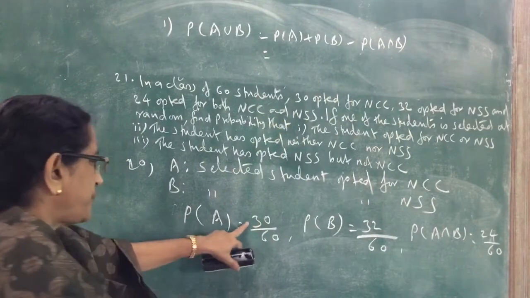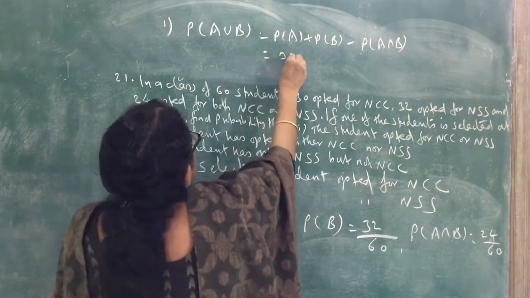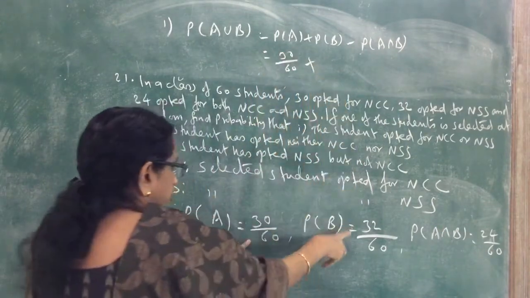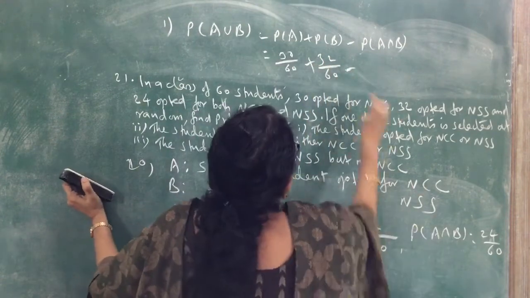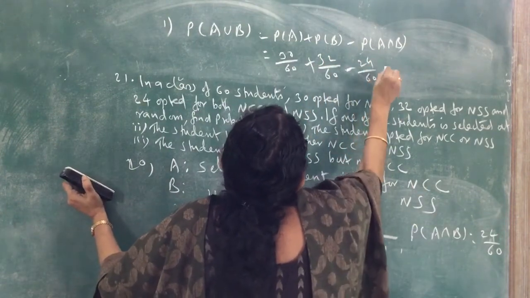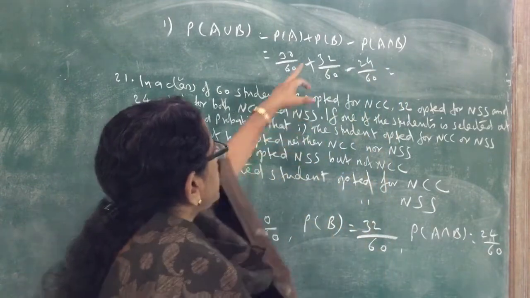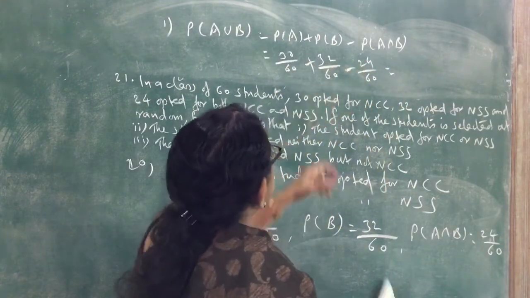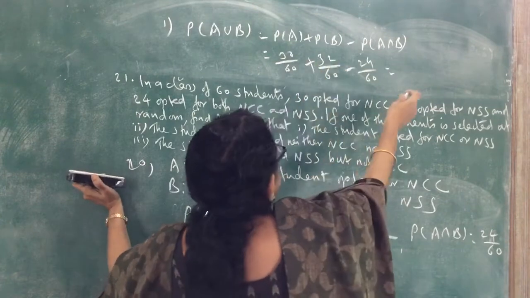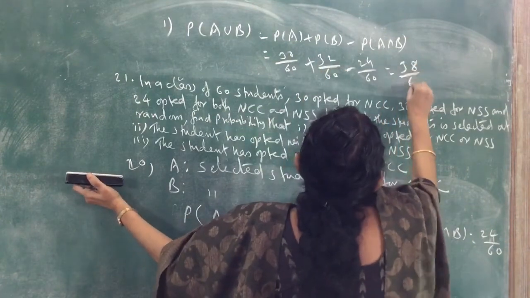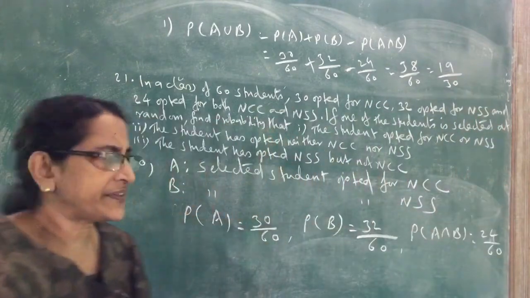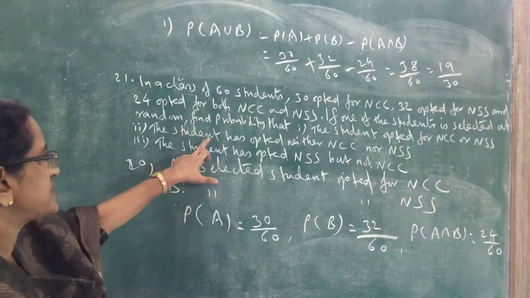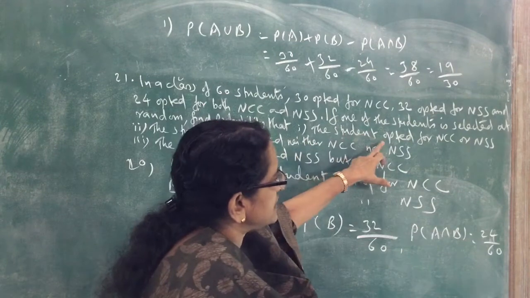That is probability of A, 30 by 60, plus 32 by 60, minus 24 by 60. That is equal to 32 minus 24, that is 8, 30 plus 8, 38. 38 by 60, that is equal to 19 by 30. So that is the answer to the first question: the student opted for NCC or NSS.